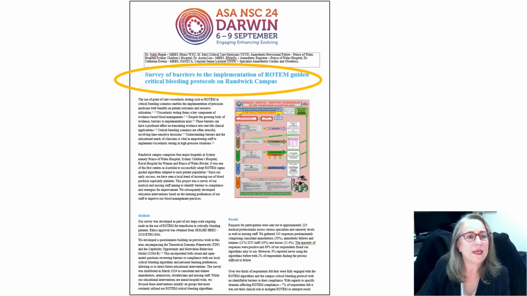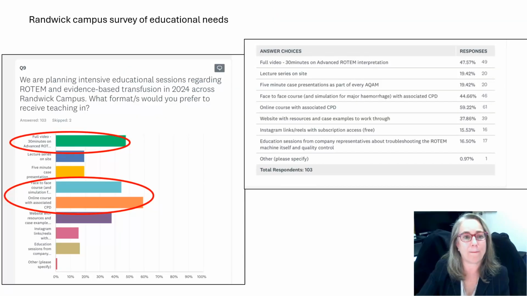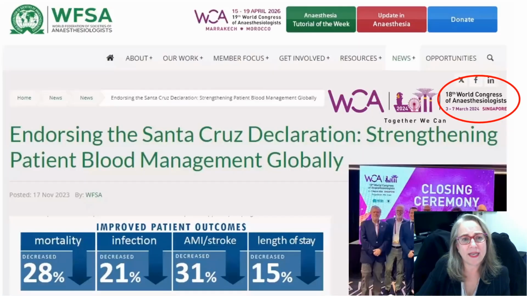And an example of this is a paper that we presented, this poster in Darwin, that Dr. Hedge presented very recently in September 2024. And we surveyed locally 100 people looking at barriers to implementation on our campus, barriers to engagement, and what preference people had for education, which included a full video explaining it all, such as this, which included a face-to-face sim, and we are running some of them, and also an online course with CPD, which we are planning to develop through the College of Anaesthetists.